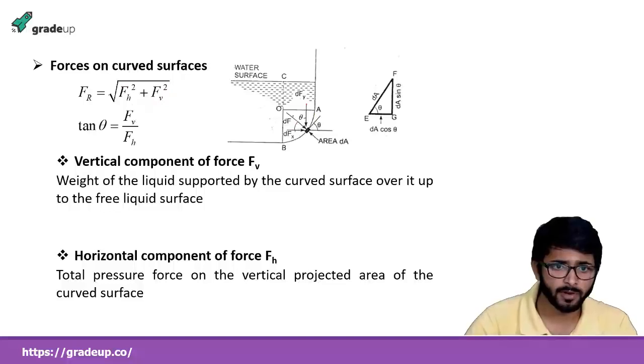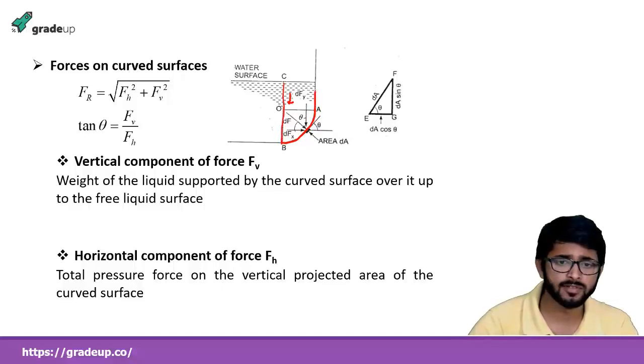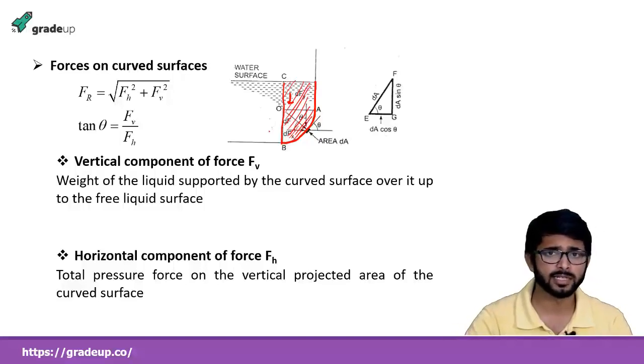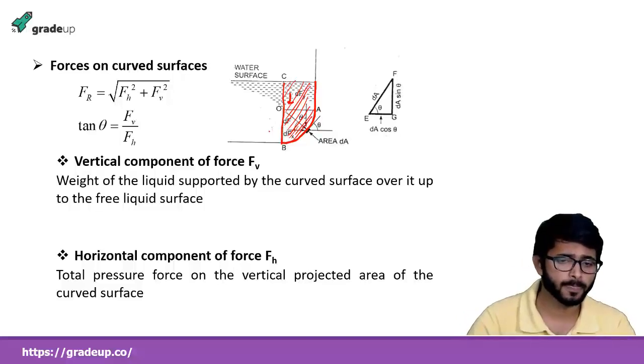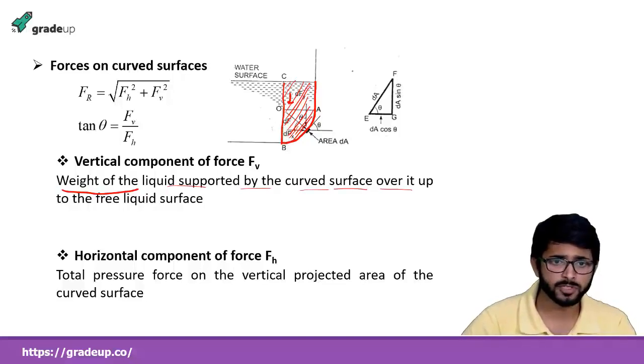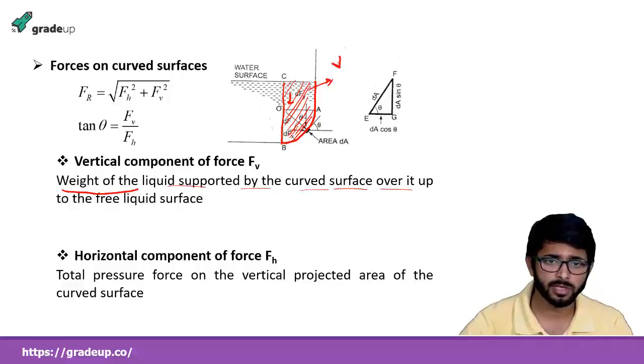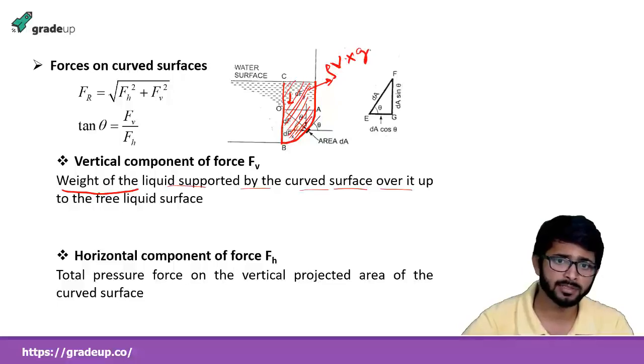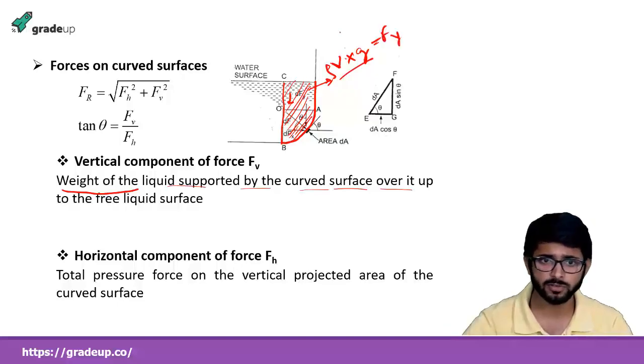So if we are talking about the vertical force which is acting here, say it is a curved surface, that much fluid contained up to this curved surface, the weight of this fluid is the vertical component of pressure force. So it is the weight of the liquid supported by the curved surface over it. We just have to find out the volume. If we find the volume and multiply it by density, we have mass, and if we multiply by the acceleration of gravity, we will have rho V g, which is Fy, the vertical force component.